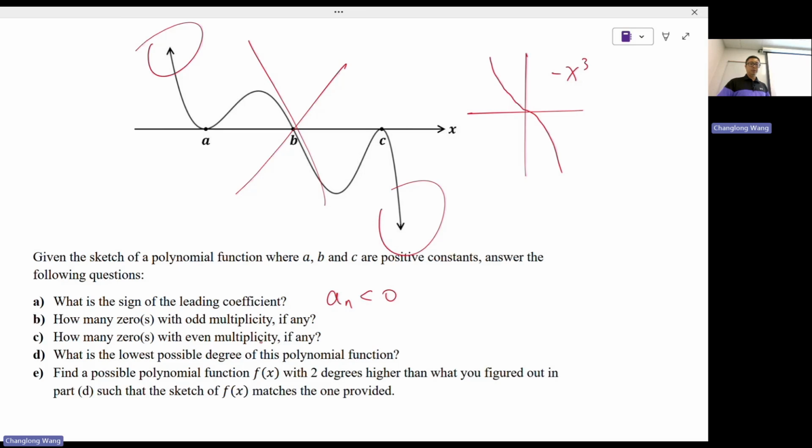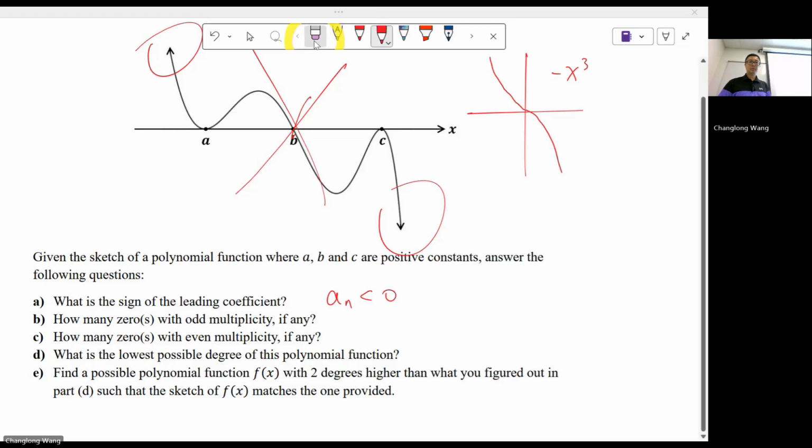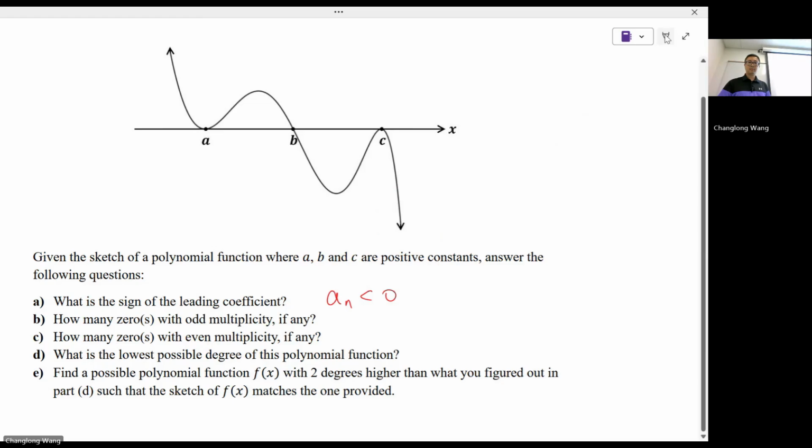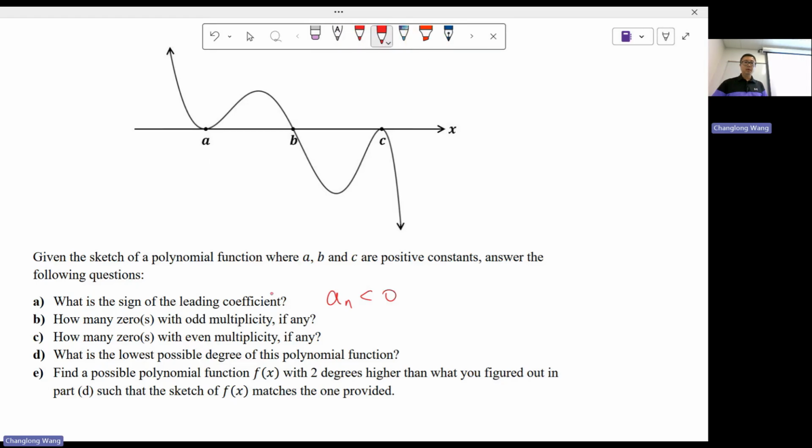Now, when it comes to zeros, I think that it's obvious that there are 3 zeros. Well, there are 3 x-intercepts, right? Therefore, there are 3 zeros. Now, how do we tell whether the zeros have odd multiplicity or even multiplicity? Well, by looking at their behavior when the graph gets close to the intercepts.